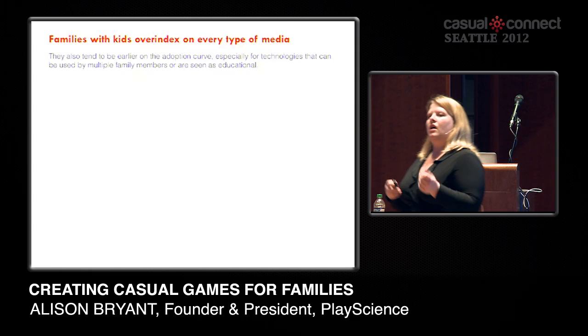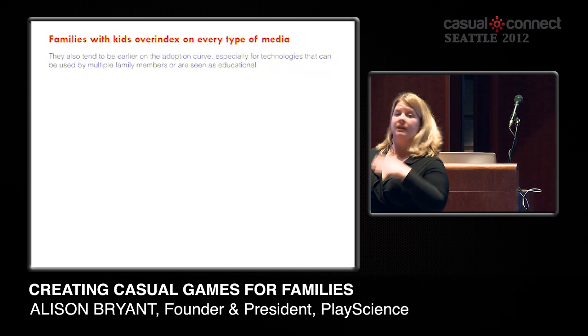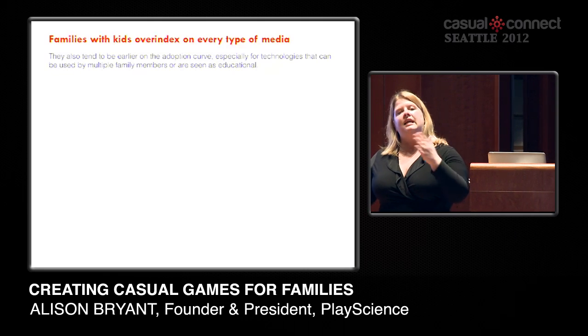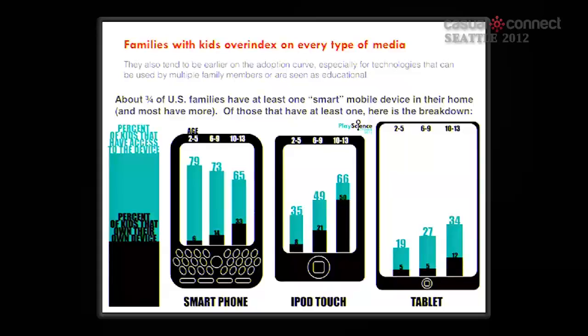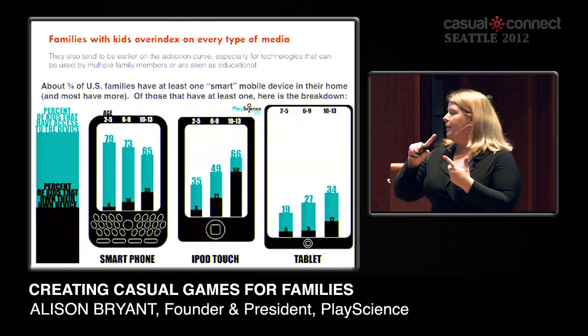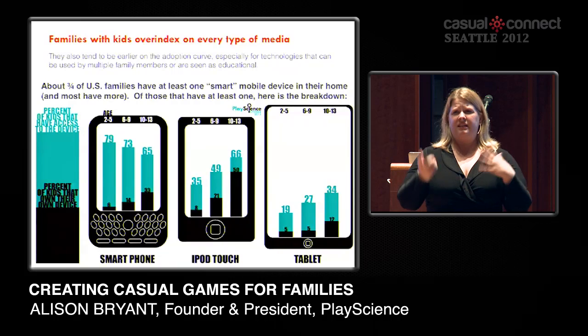So we've seen this as we've gone into tablets, into smartphones, and certainly into computers with internet access. Technology is not a nice-to-have for families, and they will put resources to it. They think of technology as a very important thing for their kids to have as a 21st century skill. About three quarters of US families right now have at least one smart device. That is a tablet, smartphone, or iPod Touch. It could also mean an e-reader, things like the Kindle Fire.